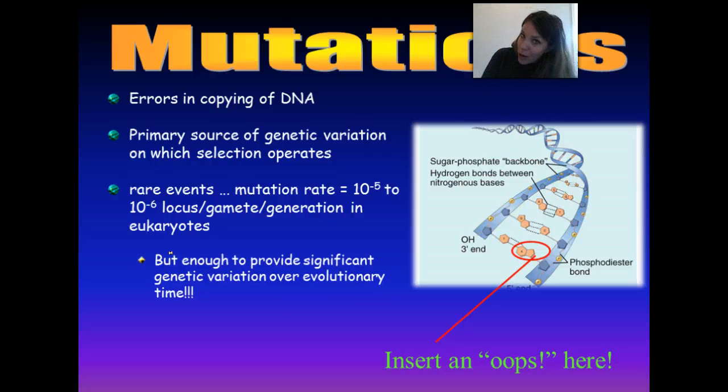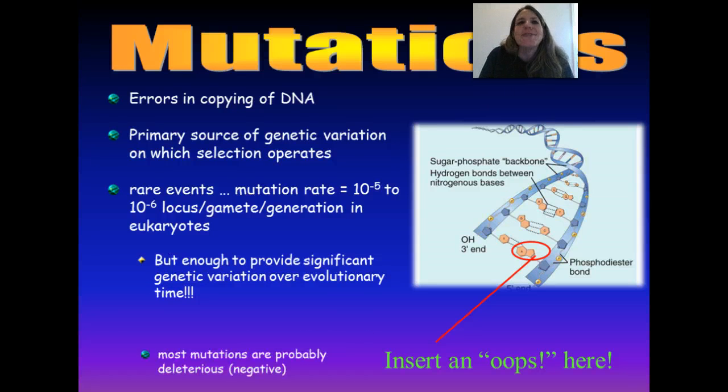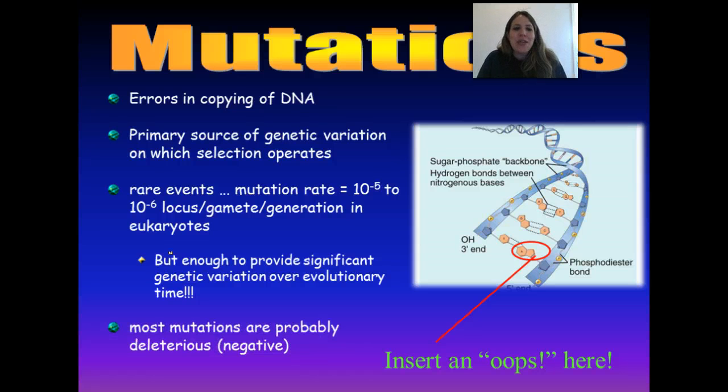So rare, but they happen, and it's enough to drive evolutionary change, which is so cool. Okay, so again, most mutations are probably deleterious. That means they have a negative effect on the organism, often resulting in a miscarriage. So many of you might not have known that most miscarriages are due to mutation events that have made that embryo prone to a genetic abnormality. And in most cases, those are lethal, and the embryo gets miscarried instead of being born.